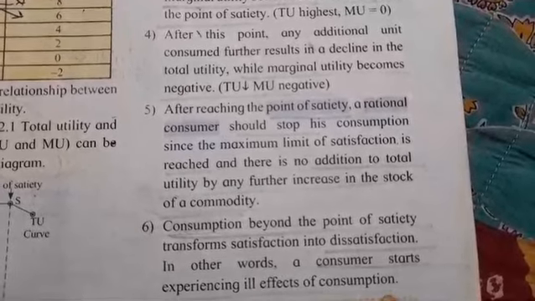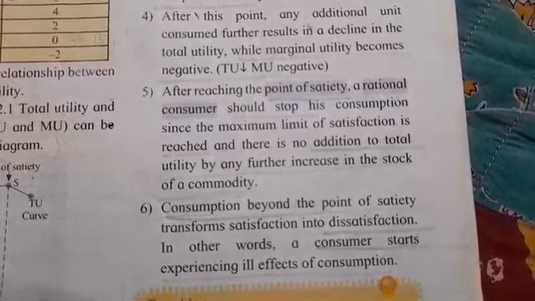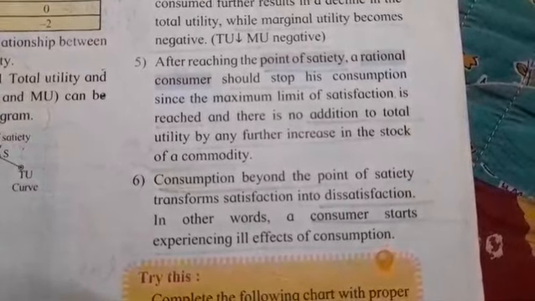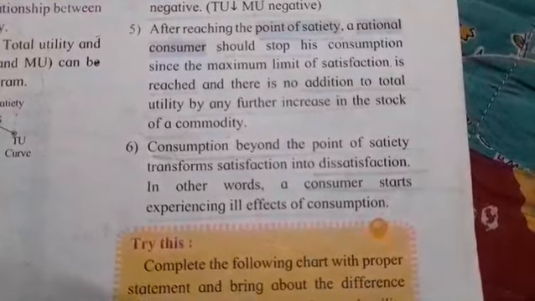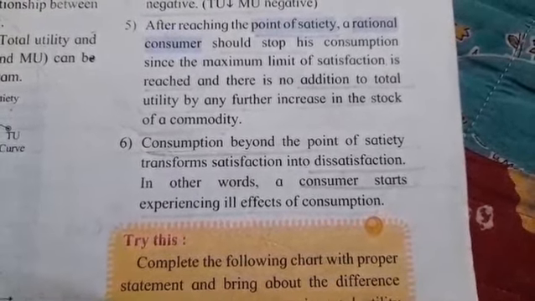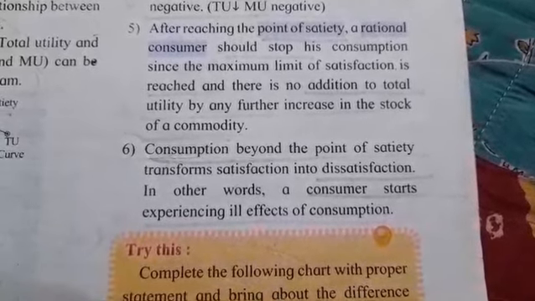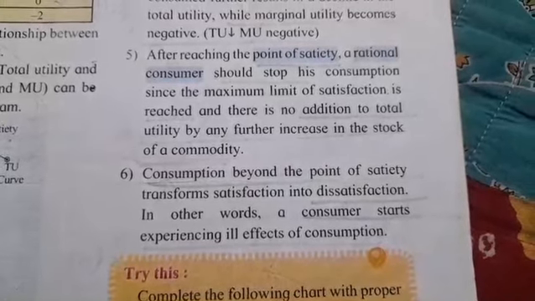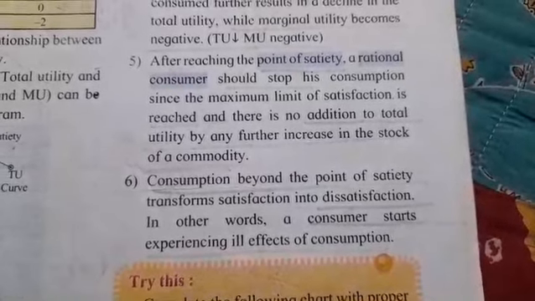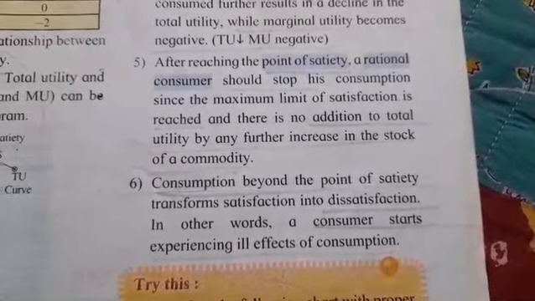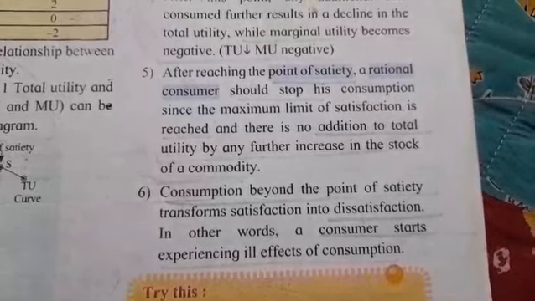Fourth, after this point, any additional unit consumed results in a decline in the total utility, while marginal utility becomes negative. Fifth, after reaching the point of satiety, a rational consumer should stop his consumption since the maximum limit of satisfaction is reached and there is no addition to total utility by any further increase in the stock of a commodity. Sixth, consumption beyond the point of satiety transforms satisfaction into dissatisfaction. In other words, a consumer starts experiencing ill effects of consumption.